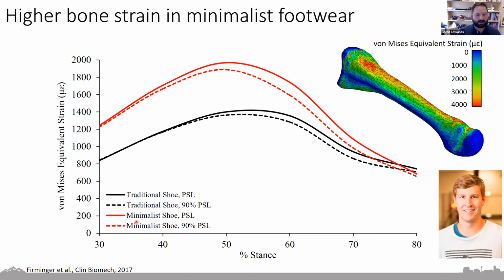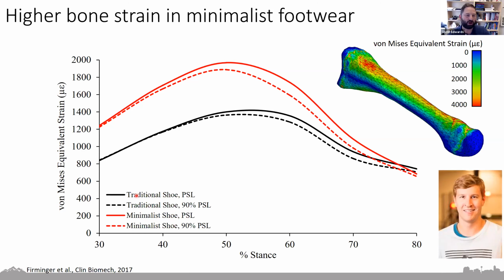The other thing we wanted to look at was changes in stride length, because some people say that if you put on a minimalist shoe, you start to run with a more forefoot style of foot strike pattern. And if you run with a more forefoot style foot strike pattern, your stride length is reduced. And so we sort of wanted to, in a controlled fashion, account for those potential things.